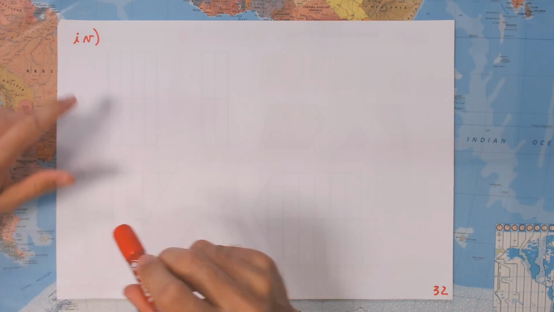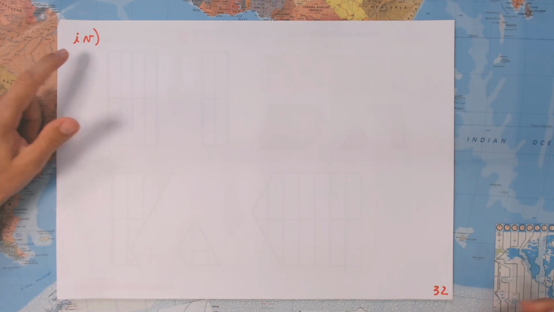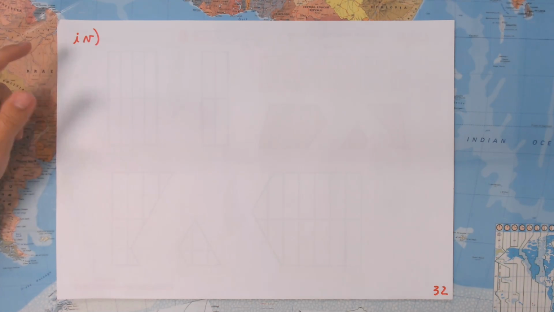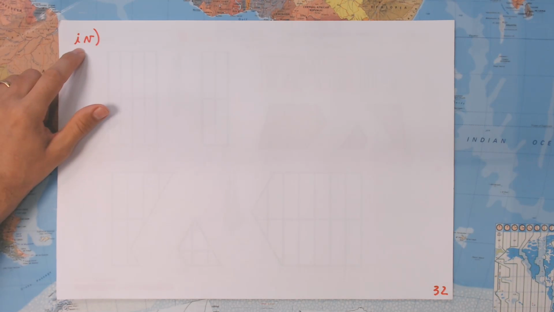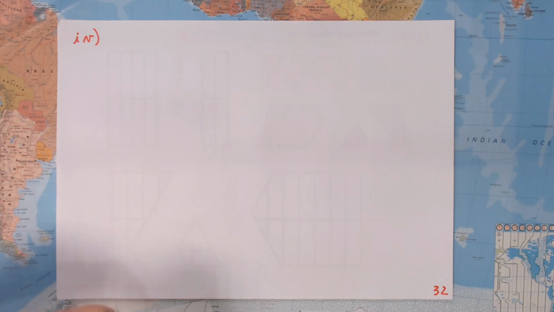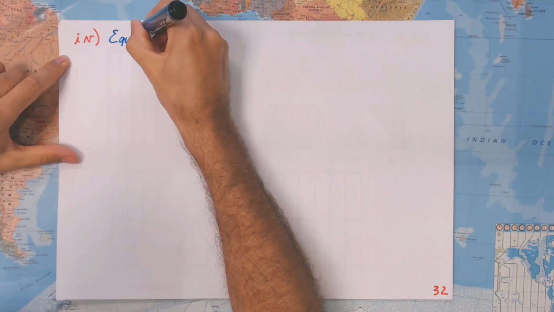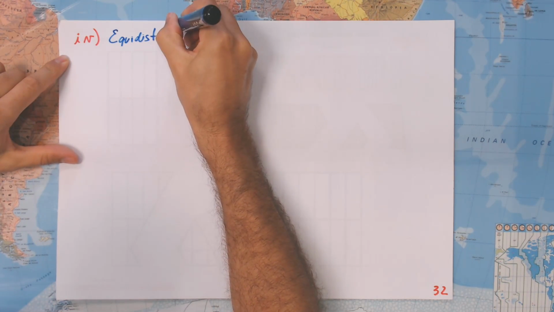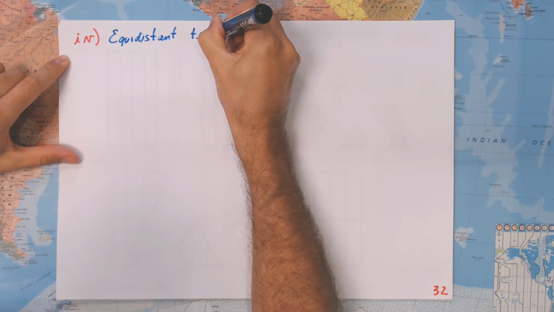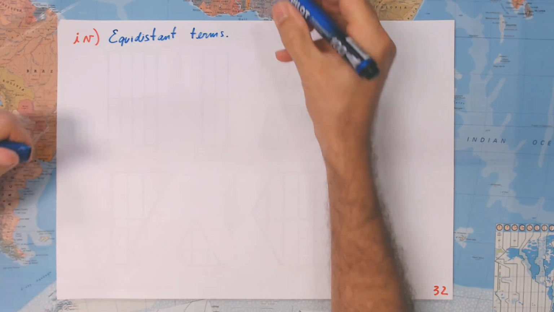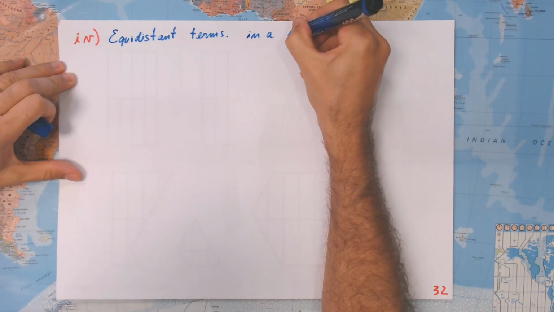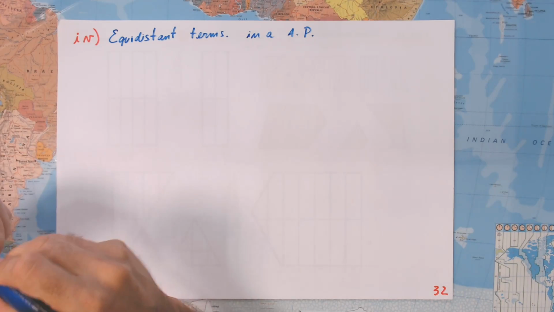Okay, what is this? This is just the Roman numerals. Okay, we have the capital letter and we have the small letters. This is I and the V. This is just 4, right? Okay, so we're going to introduce now this idea of equidistant terms. Of course, in an arithmetic progression sequence.